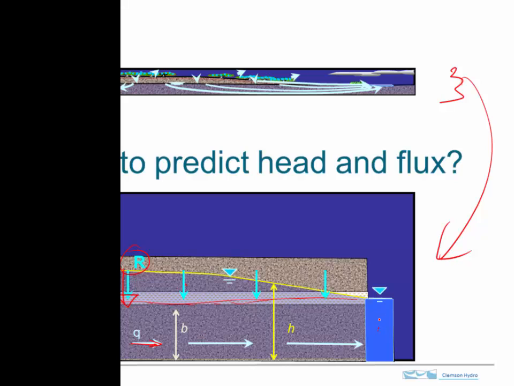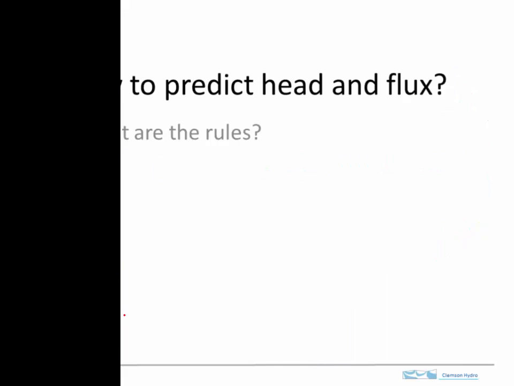Okay, so this will be our simplified idealized model, and we want to come up with a way to predict the hydraulic head, which is shown here and measured here. And so we want to predict what the hydraulic head distribution is in this aquifer, and also what the flux is and how it's distributed. Our goal is to predict the hydraulic head and the groundwater flux.